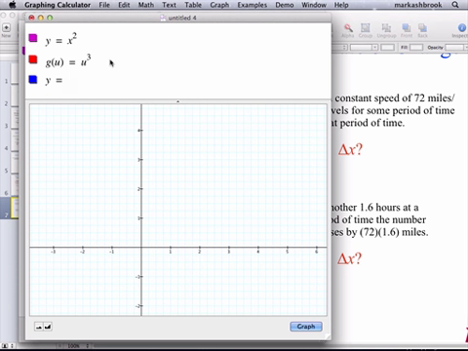So what if I do this? Y equals the function. Don't do this, I want you to think about it. Control U. What is that going to graph? What will that graph?